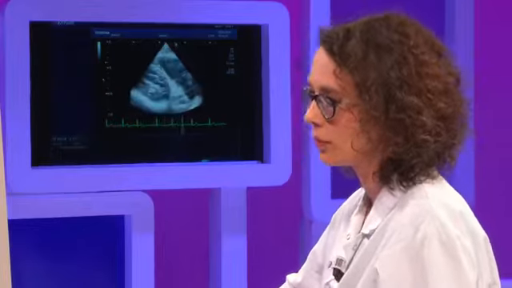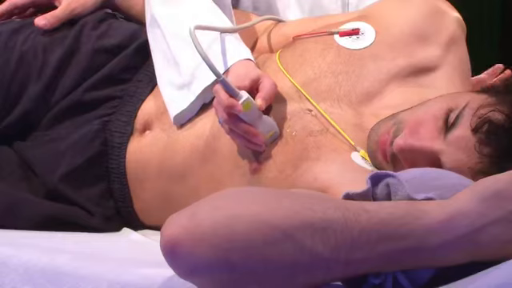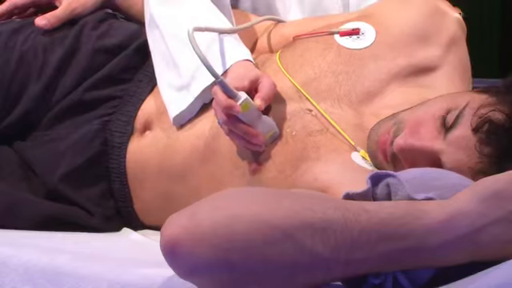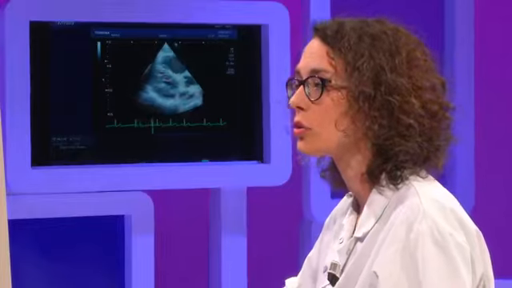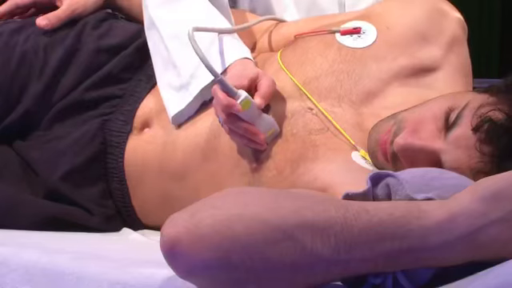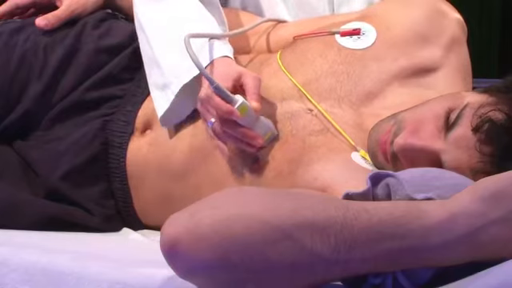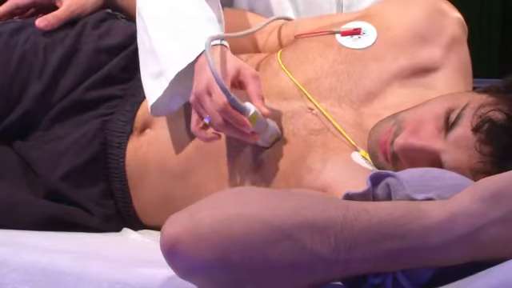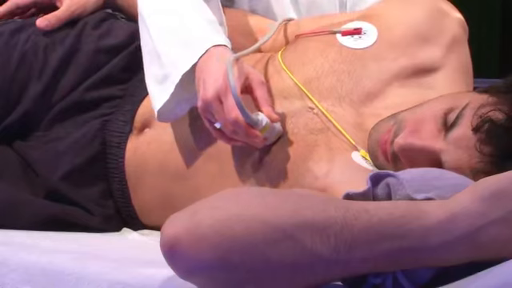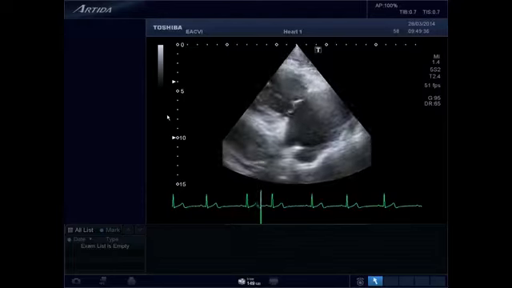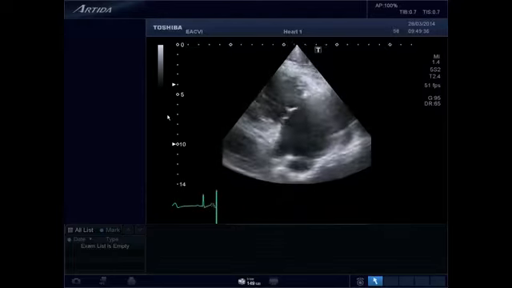So now, in order to assess a little bit more the right ventricle, I will try to obtain a view that is a parasternal long axis view that is focused on the right ventricle and on the tricuspid valve. So I am still in the parasternal long axis view, and I will tilt the probe this way, and I will obtain a beautiful view of the right ventricle.